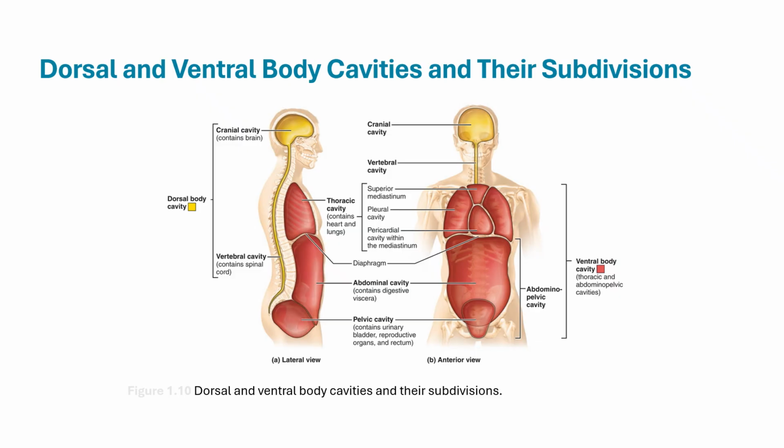Okay, so here's a list of the major body cavities with the smaller cavities into which they are subdivided, and the body structures contained in each cavity. Okay, so the dorsal cavity contains the cranial cavity and the vertebral cavity. So the cranial cavity is located inside the head and contains the brain. The vertebral cavity extends from the head to the tailbone and includes the spinal cord.